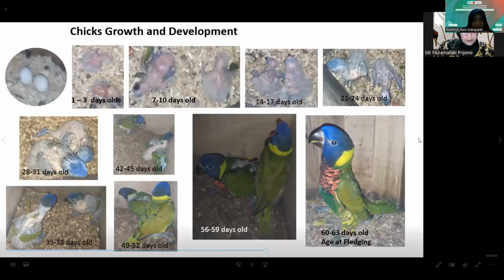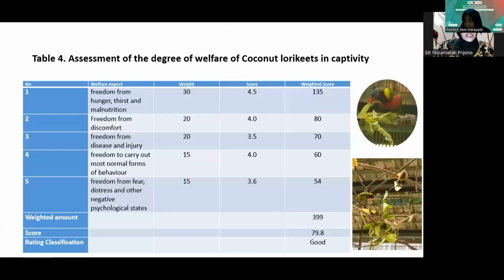And the chicks will have a fledging age at 63 days old. The assessment of the degree of welfare of coconut lorikeets in captivity.